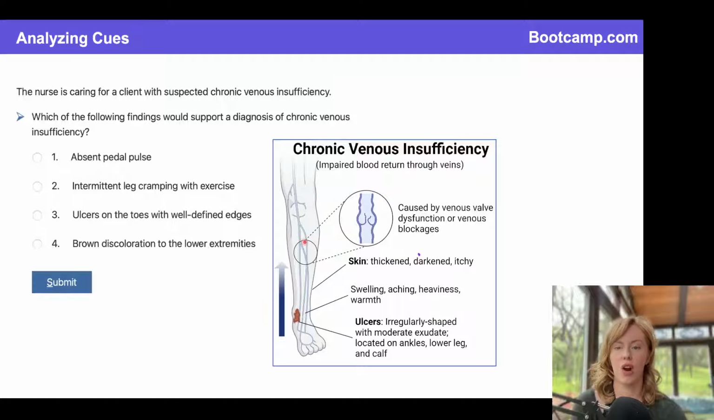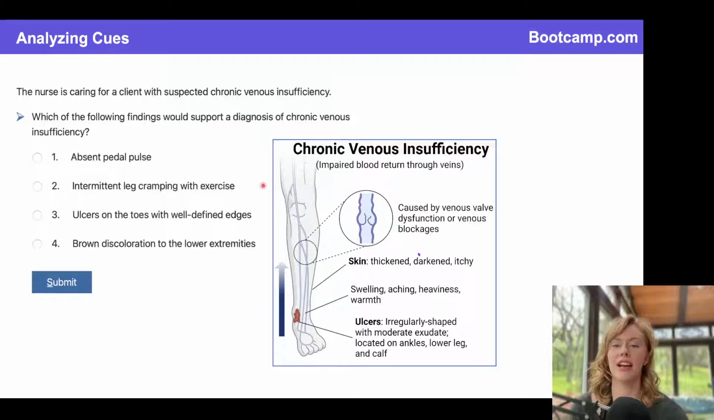All right, so now knowing this, let's consider which of these findings would support a diagnosis of chronic venous insufficiency. The first one, absent pedal pulse. Is that going to be an arterial problem or a venous problem? What do you guys think? Give you a second to think about that one. So yeah, that one's pretty easy, right? We've got pulselessness, and that is a feature of arterial insufficiency, not venous insufficiency. So it's not this one.